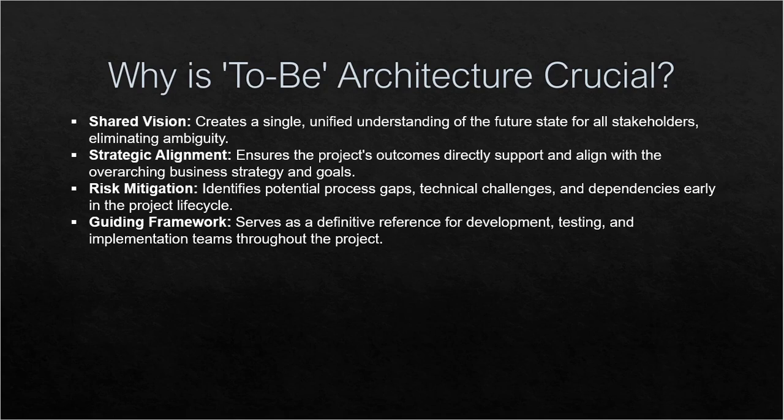Then, strategic alignment. These documents ensure the project's outcome directly supports and aligns with the overarching business strategy and goals. From the to-be architecture document, we can see how we can meet the project or business objective and business goal by implementing this solution in the production environment.